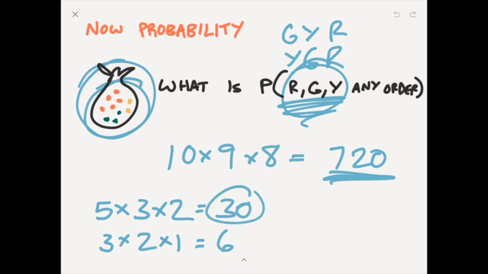So I know that each of those permutations has 30 ways of getting there. There's 6 of them. So if I multiply those together, I have 180 ways of getting some permutation of red, green, yellow. I can take that 180 out of my 720 total permutations, and that's my probability of getting 1 red, 1 green, and 1 yellow. And I could reduce that, but that is basically one way, at least, that combinations and permutations can be used.